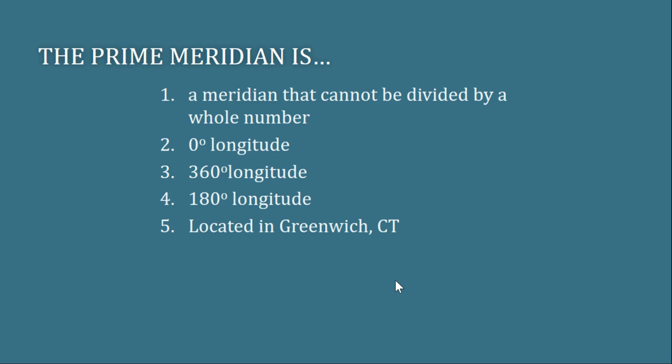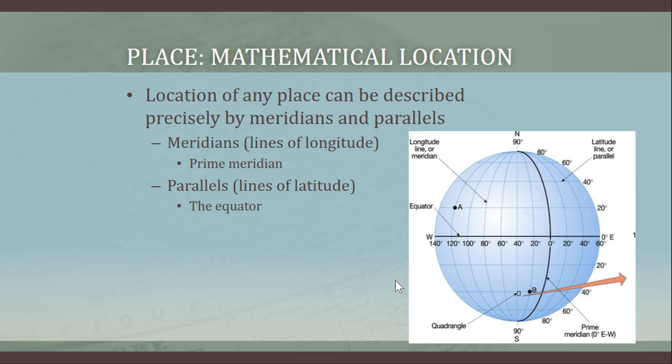So here's your next question. The prime meridian is a meridian that cannot be divided by a whole number. Math people should laugh at that. 0 longitude, 360 degrees longitude, 180 degrees longitude, or located in Greenwich, Connecticut. Sometimes we'll talk about time, and we'll say Greenwich Mean Time. It's actually Greenwich, England, not Connecticut, so that is definitely not the answer. The prime meridian is 0 degrees longitude. So really we want to figure out what that means.